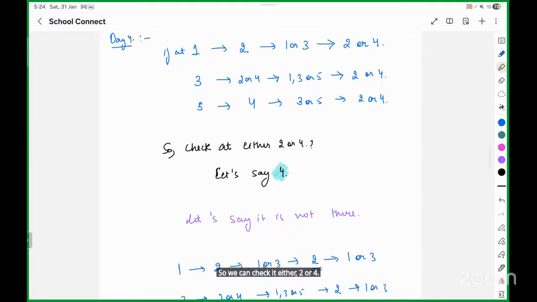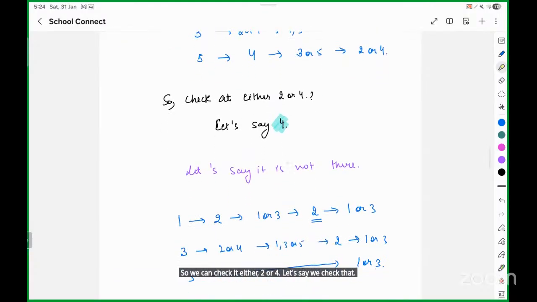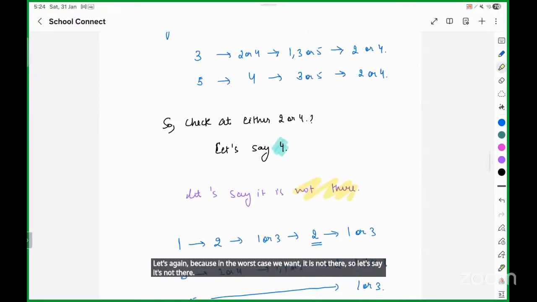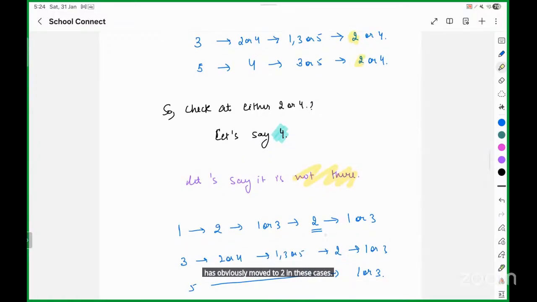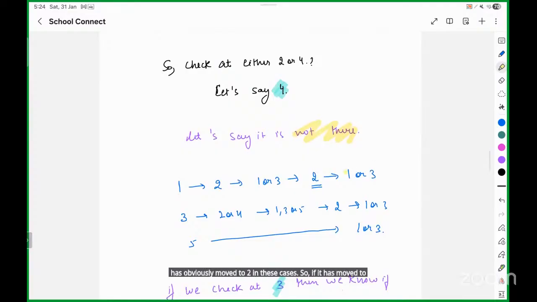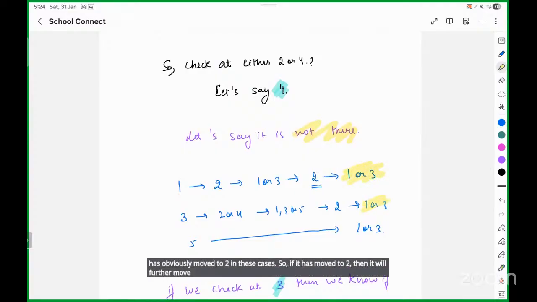Let's say we checked at 4. Again, because in the worst case we want it not to be there, let's say it's not there. Then the cat has moved, from 3 it has obviously moved to 2 in these cases. So if it has moved to 2, then it will further move on the next day to 1 or 3.